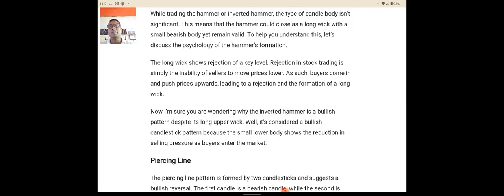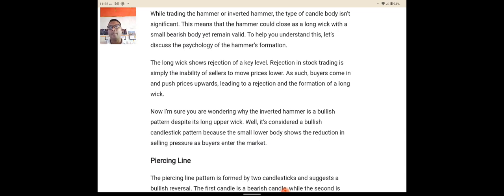The long wick shows rejection of a key level. Rejection in stock trading is simply the inability of sellers to move price lower. As such, buyers come in and push price upwards, resulting in the rejection and the formation of a long wick. When sellers push the price down, buyers come in strongly, sellers are overpowered, and the market is pushed back up.